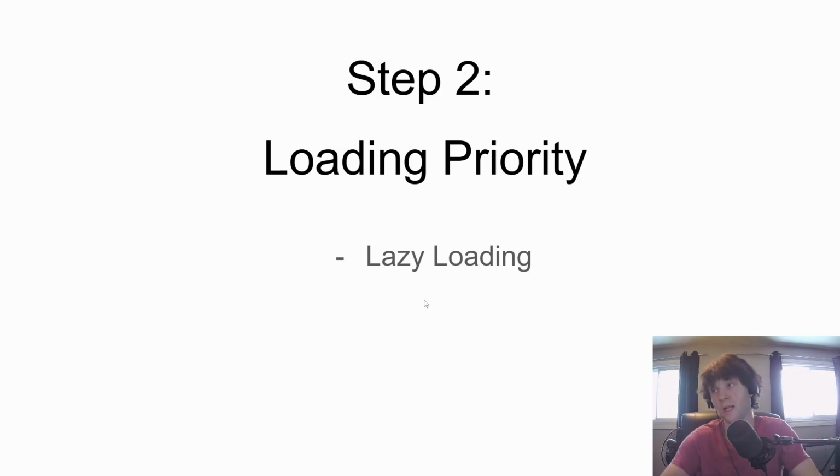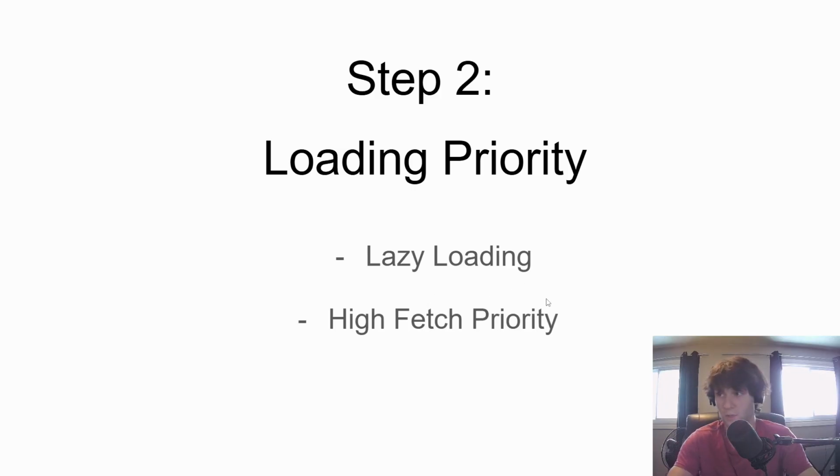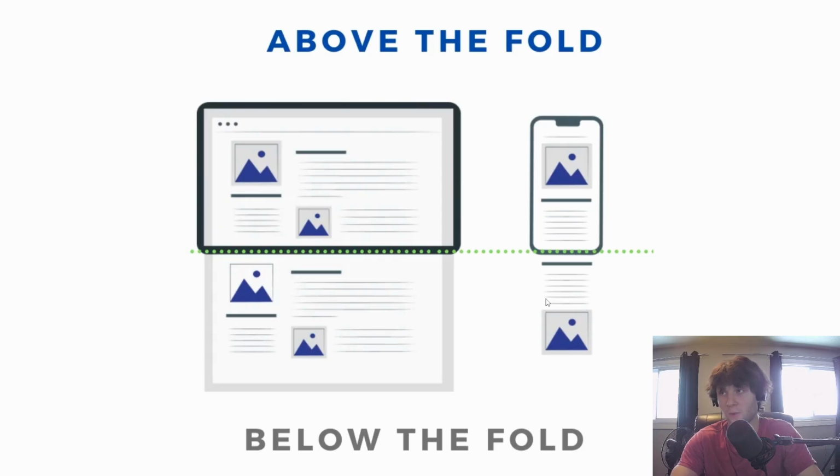Now, step 2, loading priority. You need to add lazy loading, and you need to add high fetch priority to the important images. So to know where you add these things, we have to look at above the fold versus below the fold. Above the fold is everything that's on the screen when you first get to the website. Below the fold is everything that's not on the screen below. So if you scroll down, all that stuff that you see is below the fold. Your hero section is above the fold.